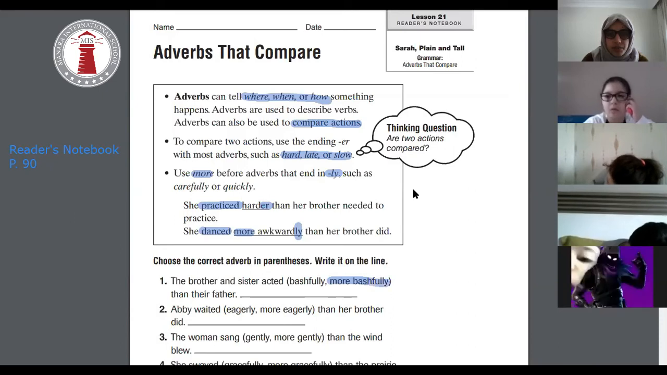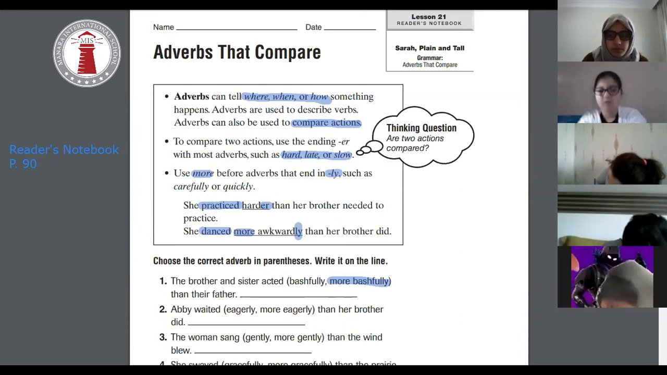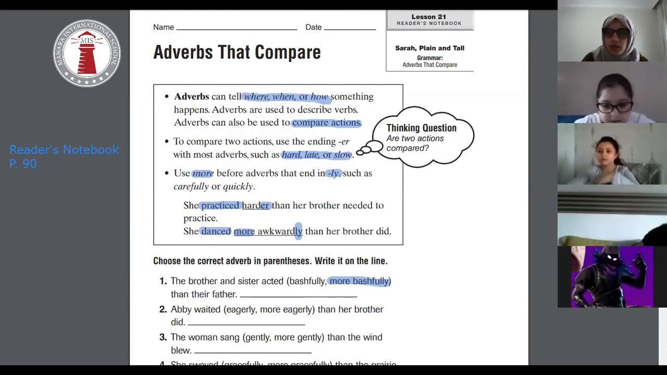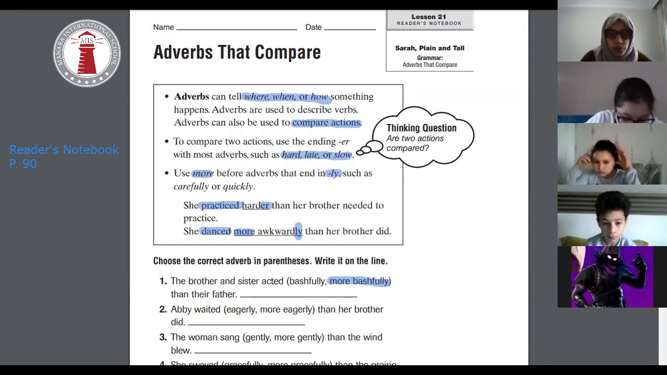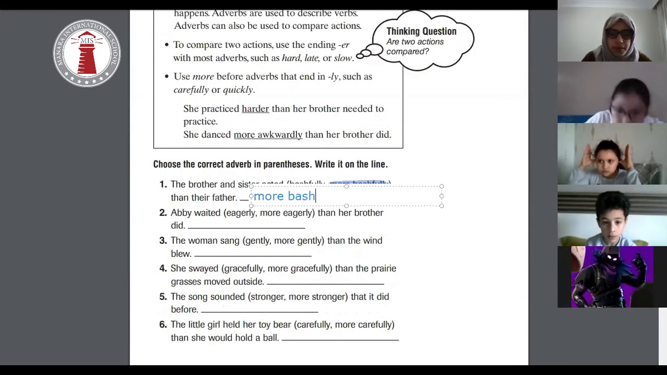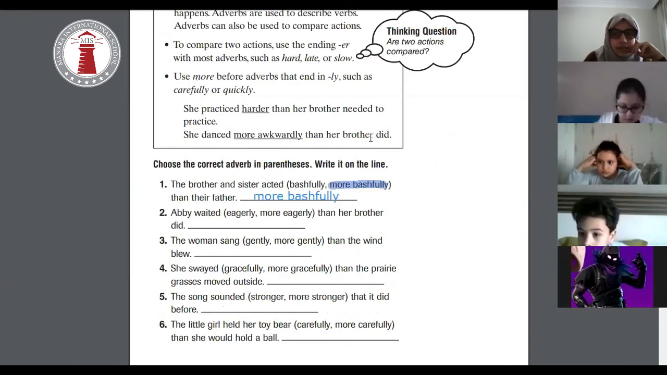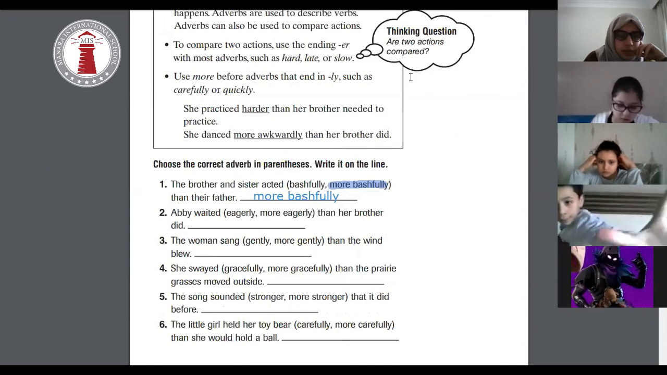Wait, let me go down. Okay, I'm going to clear the board and do it again. So more bashfully. And I'm going to write the answer here as well. More bashfully. Because we have ly at the end. Number 2.